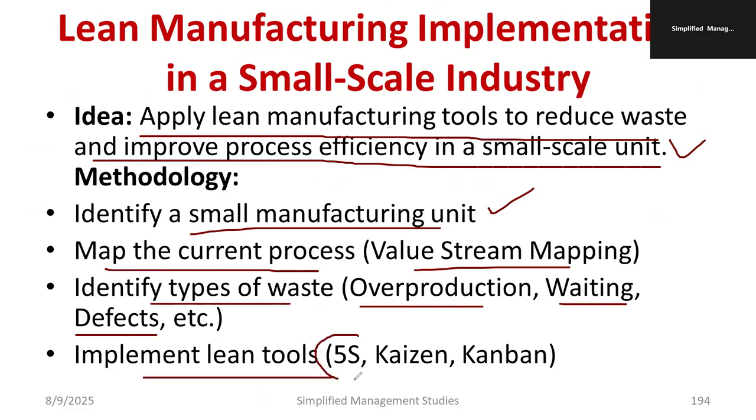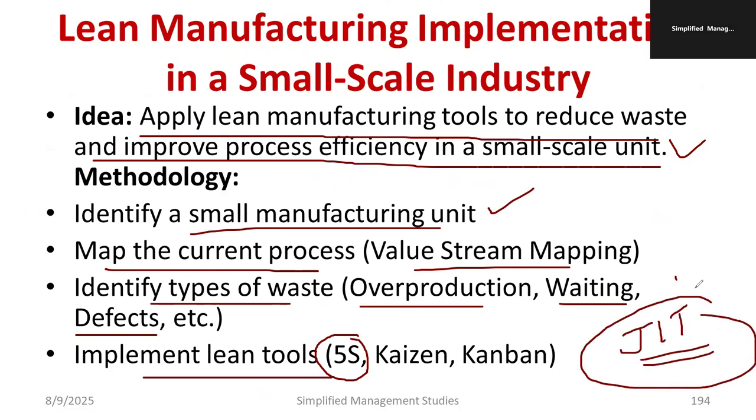For example, you can go for the 5S tool, or just-in-time delivery, JIT. Most Japanese companies adopt JIT, especially Toyota. Then Kaizen and Kanban, these tools you can try to implement. Then you can check: before applying lean manufacturing, what is the impact, and after applying lean manufacturing, what is the impact? So you can identify a very small industry and do a live project.